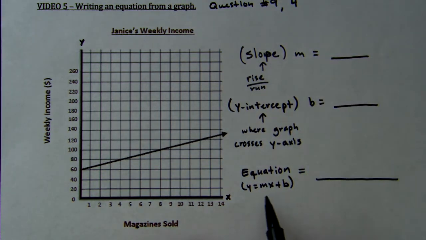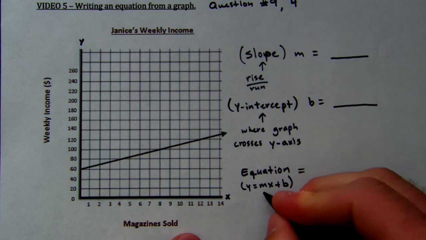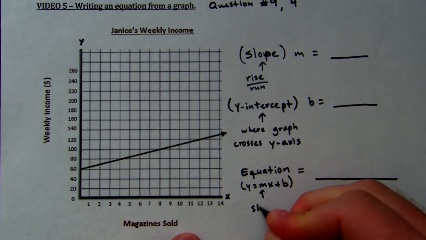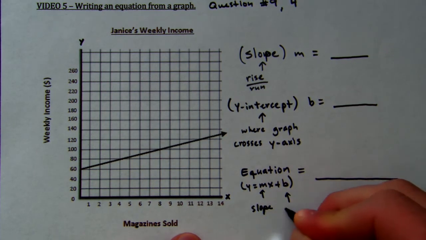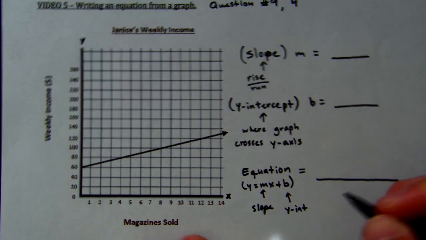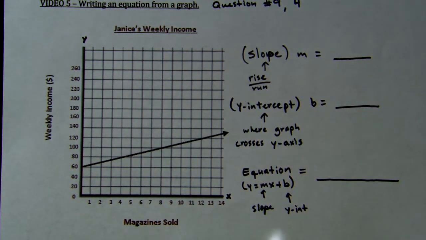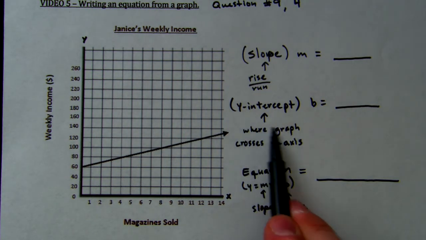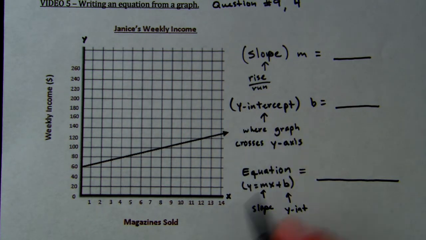Now, the goal is to write an equation, and we write our equation in y equals mx plus b. So we need to find the slope and the y-intercept. And remember, the y-intercept can be positive or negative. So let's find the y-intercept first. The y-intercept is where the graph crosses the y-axis.